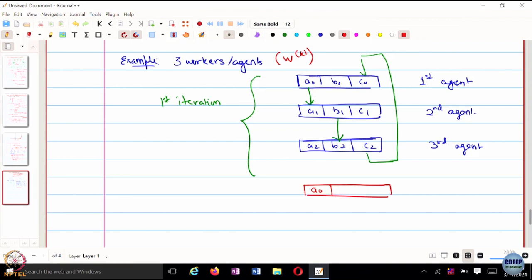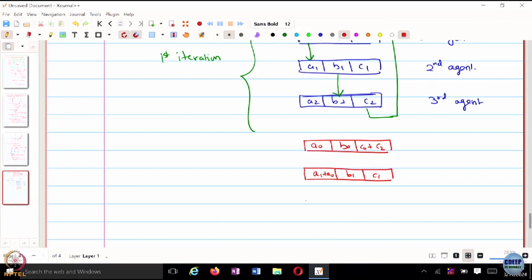Okay. So A0, B0, and the third entry would be C0 plus C2, because it has an incoming entry from C2. Likewise, you have A1 plus A0, B1 and C1, and similarly you have A2, B1 plus B2, C2.